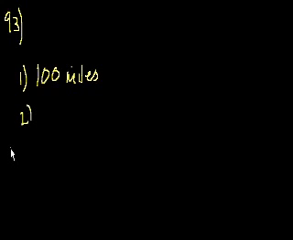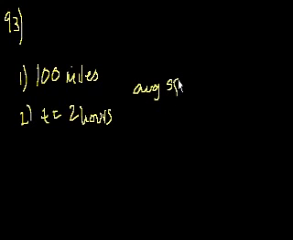Statement 2: Robin drove for 2 hours on the expressway. So time is equal to 2 hours. Each of these independently gives me no information about how fast she went. But if I use both of them, I can figure out her average speed. She went 100 miles in 2 hours, so her average speed is equal to 50 miles per hour.